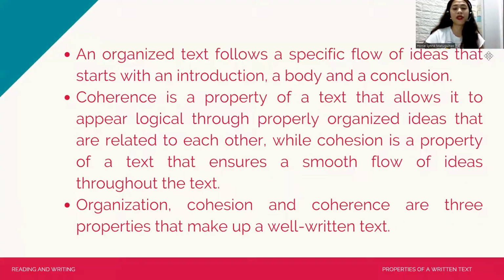To summarize the first part, the ideas of an organized text are arranged as introduction, body, and conclusion so that readers could easily follow the ideas. Next, coherence allows the text to appear logical, while cohesion ensures a smooth flow of ideas. Organized text, cohesion, and coherence are three properties of a well-written text.